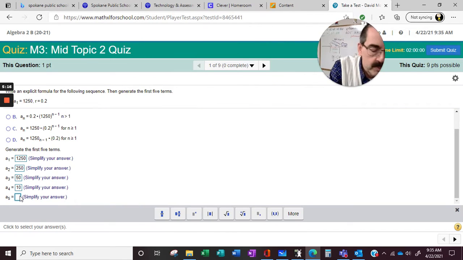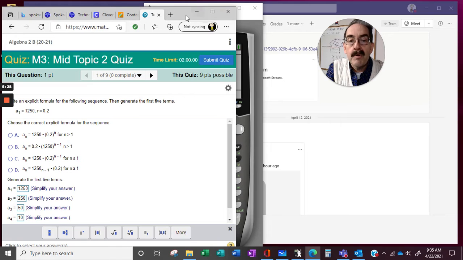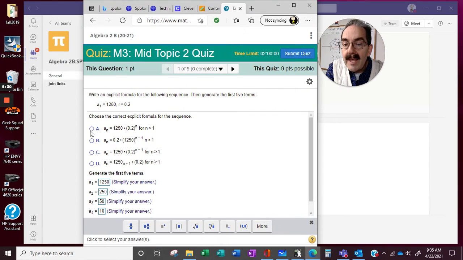Okay, 0.4. So in other words, if we put a 5 in for n, put a 5 right there, you can get a lot smaller. So we're going to make sure we don't hit the wrong button here. So we're going to click A.